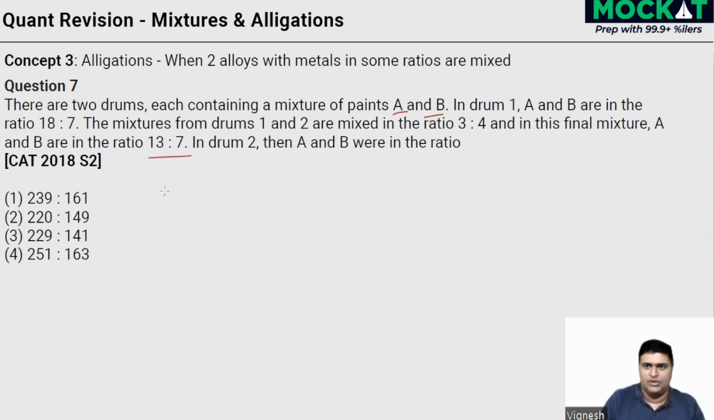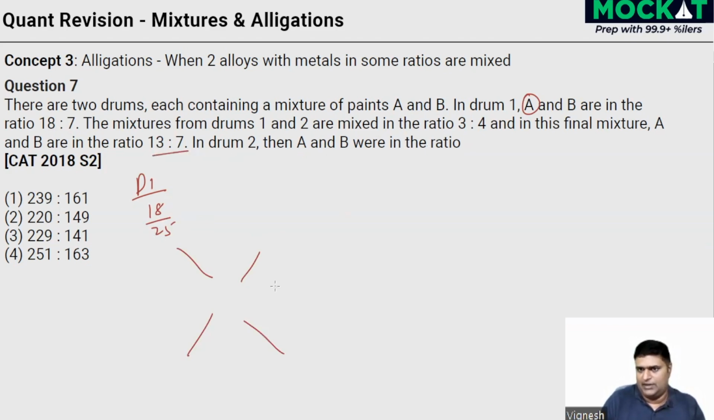That's the final. So I know for drum 1 over here, where it's going to be in the ratio 18:7, I'm going to be focusing only on A. A is going to be 18 by 25. And once I mix it up and all of that, I'm going to get a value.